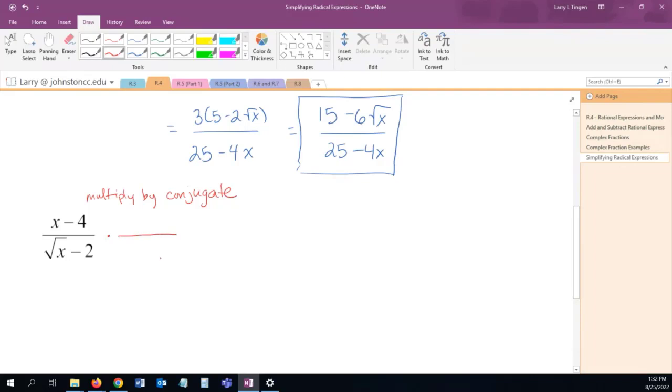All right, anybody want to tell me what the conjugate of the square root of x minus 2 is probably? You know it's going to have a square root. You know it's going to have 2. It's the only thing that changes.